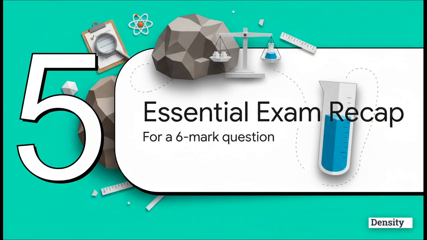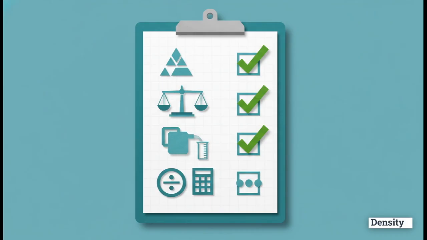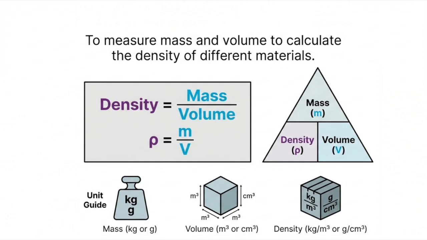A 6-mark question pops up asking you to describe, step by step, how to find the density of an irregular object. What do you absolutely have to include to get full marks? Here's your roadmap to 6 marks. Follow these steps. 1. Start by stating the equation. Density equals mass over volume.